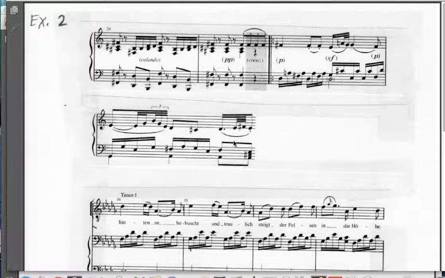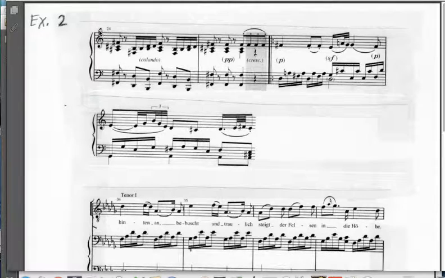All right, this is video 2, and you should have example 2 printed out in front of you with a pencil ready to write. If you don't, pause this video and go get it. You need it. It doesn't do you any good to watch this without writing on the music and taking notes.